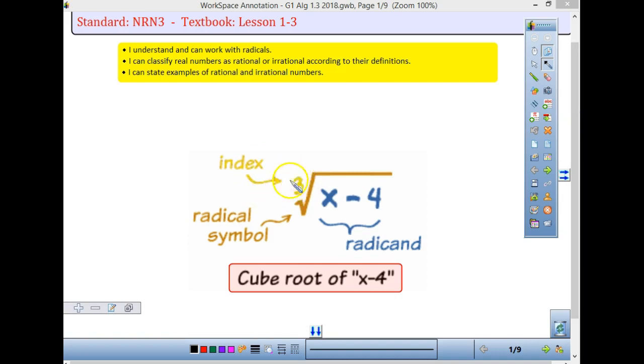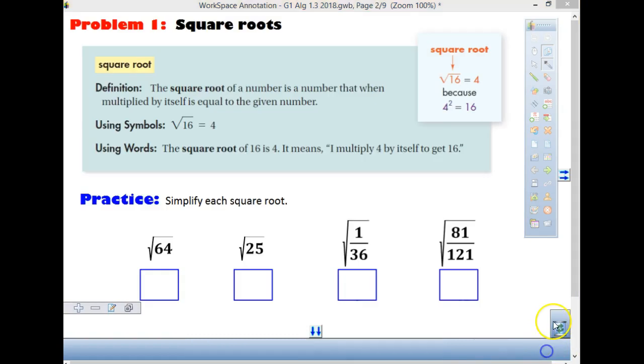So when we think about this, this is our index. This is telling us what root we are taking. So it's telling us that we are taking the cube root of this whole radicand, which is x minus 4. And this square root symbol is called the radical symbol. So that's just your notation for what things look like as we start this, okay?